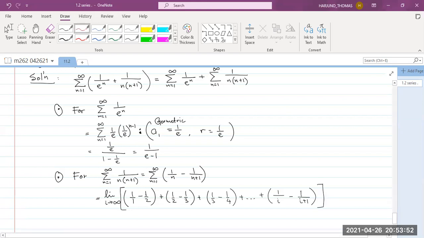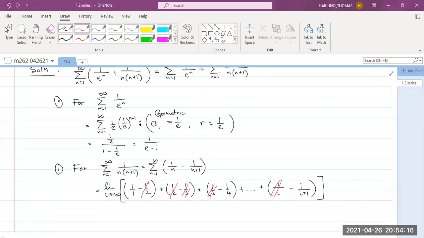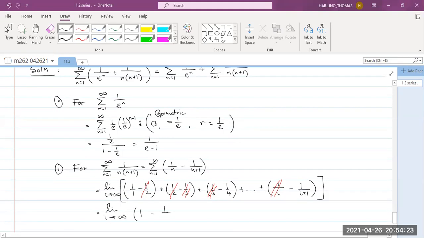And then you see that this guy cancels, this guy cancels. So something always cancels. After you have 3 terms, only 1 term at the beginning is not canceled and only 1 term at the end is not canceled. In other words, if I go far enough up to the i-th term, even 1 over i will get canceled. This is equal to the limit as i goes to infinity of 1 minus 1 over i plus 1. But this is equal to just 1.